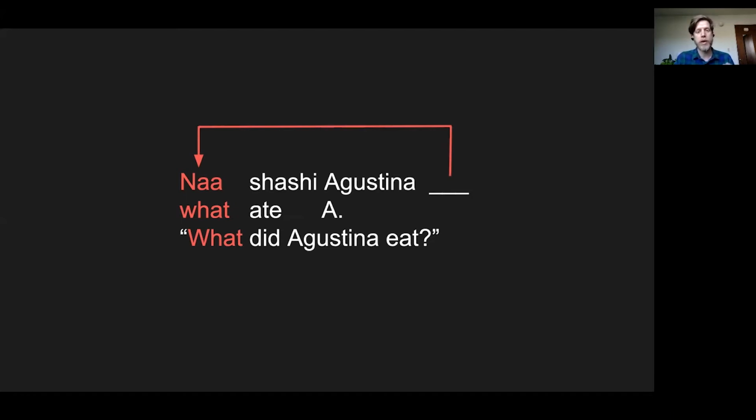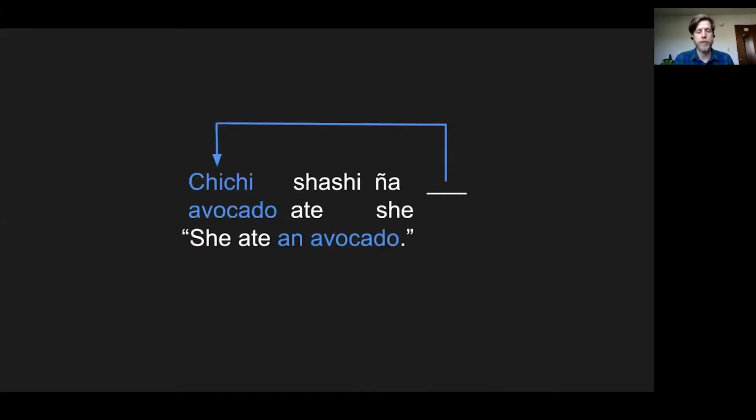And the word that directly answers the question, so in a response to a question, for instance, if we said she ate an avocado, the word avocado in Mixtec also moves to the beginning of the sentence. In the linguistics literature, this is referred to as the focus of the sentence. So it's especially important information that directly answers the question. In Mixtec, the focus moves to the beginning of the sentence. In English, it doesn't move at all, but it is pronounced particularly emphatically.